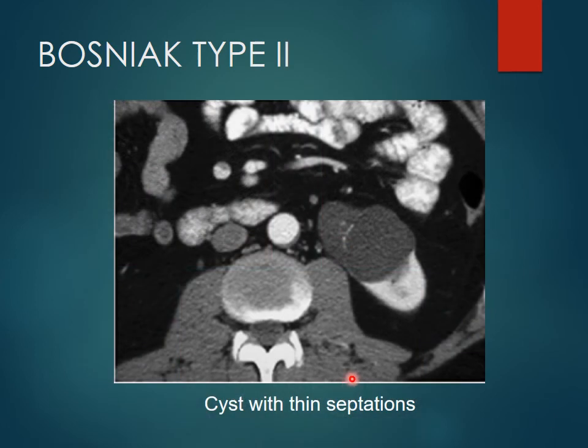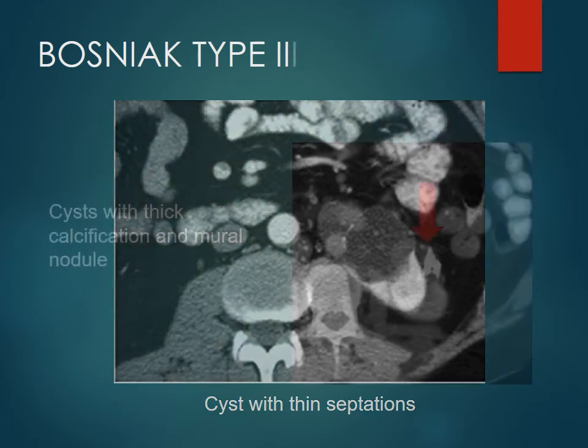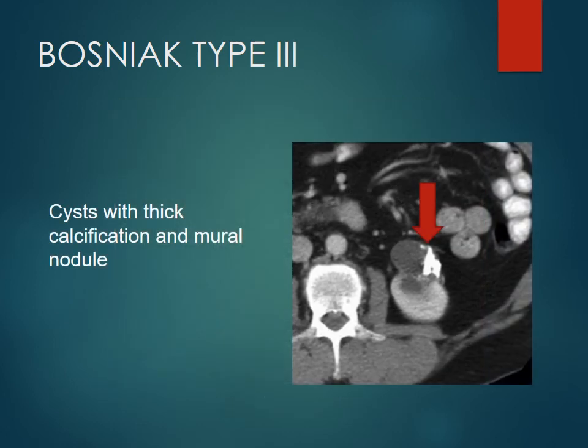Bosniak type 2 would have a thin calcification present as seen in this image. It is a cyst with thin septation and thin calcification. In Bosniak type 3, it is a cyst with thick calcification and mural nodule. As shown in this image and being pointed out by the red arrow, thick calcifications are identified within the cyst with a mural nodule.